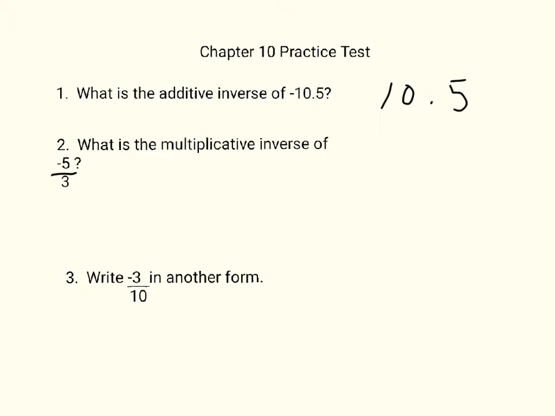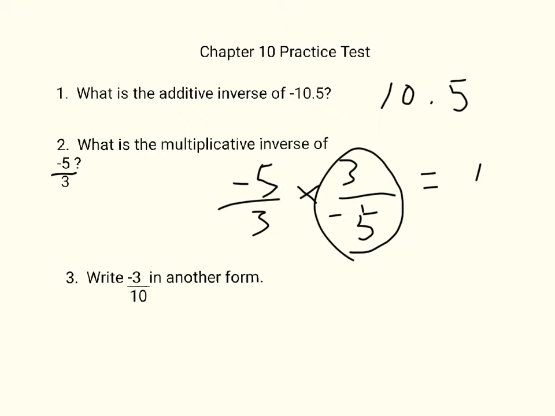And number 2, they're inverses, but we're talking about multiplication. Numbers are inverses with respect to multiplication if their product is 1. So what do we multiply negative 5/3 by to get 1? It would be 3 over negative 5. So negative 3/5 is the multiplicative inverse.